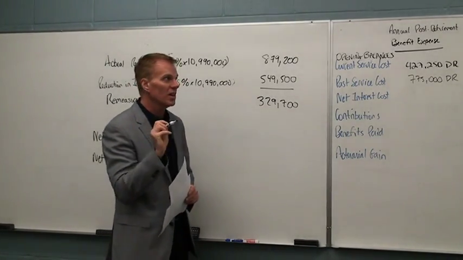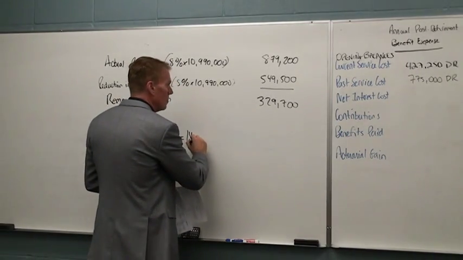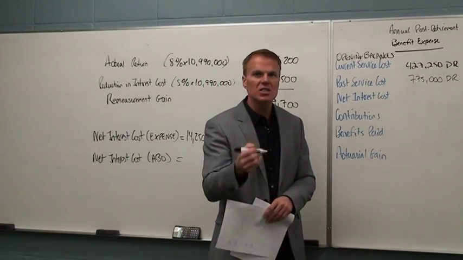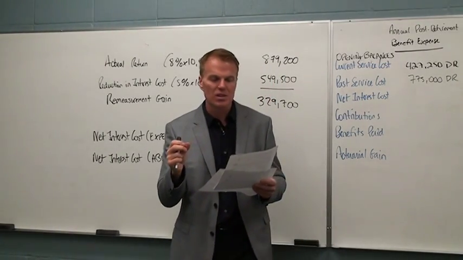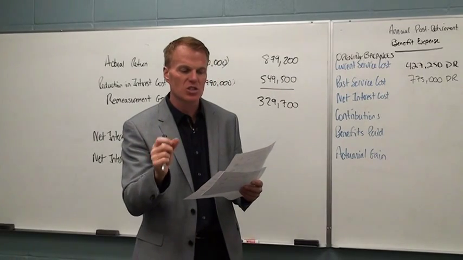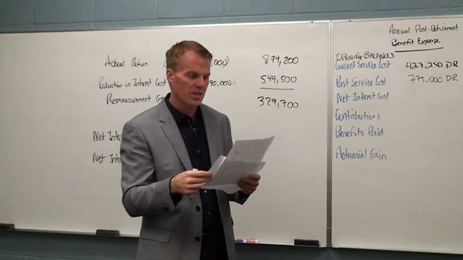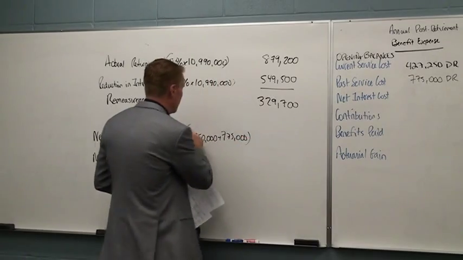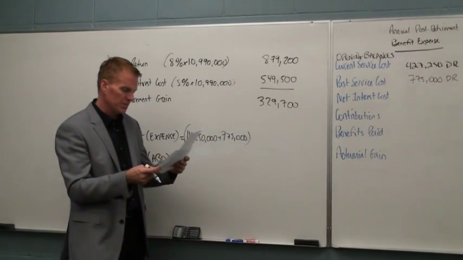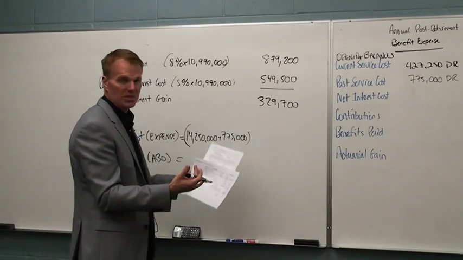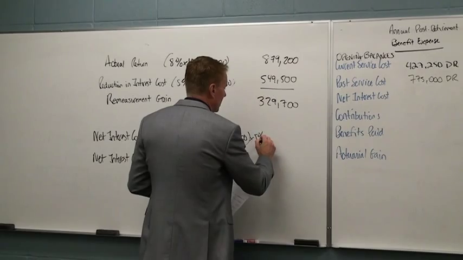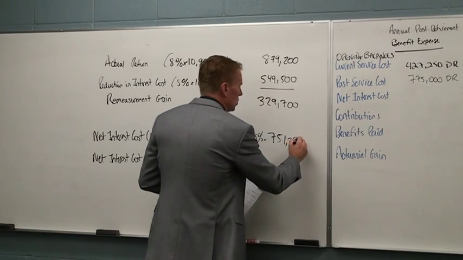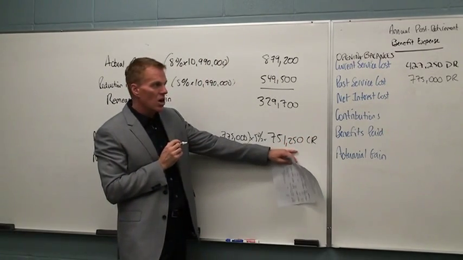Now this one's tricky because our opening balance is $14,250,000. But there's a plus to that, because at the beginning of the year, what happened? We had a past service cost that started when? January 1st of the year. So what we have to do is add that $775,000 to our opening balance. And when we add that amount of $775,000 and multiply it by that discount rate of 5%, we then get $751,250 credit. So we are growing our obligation.